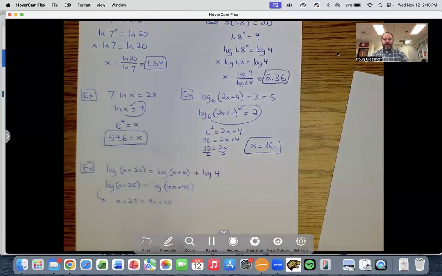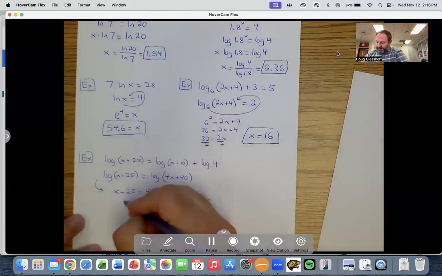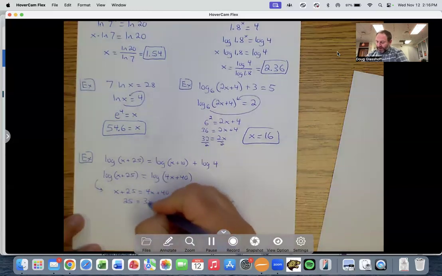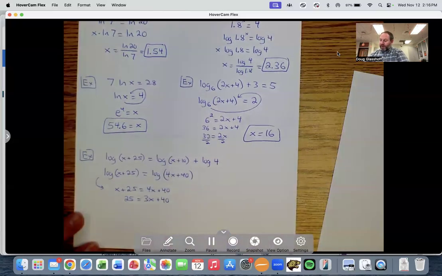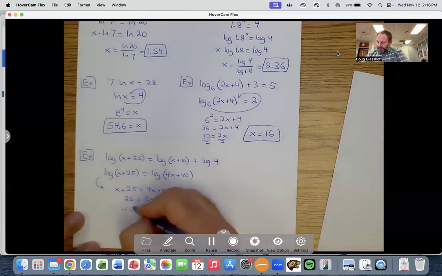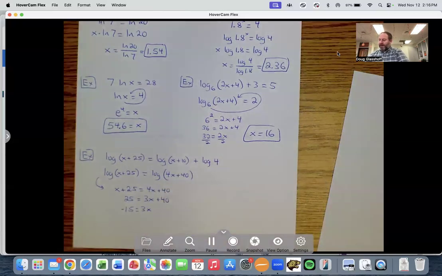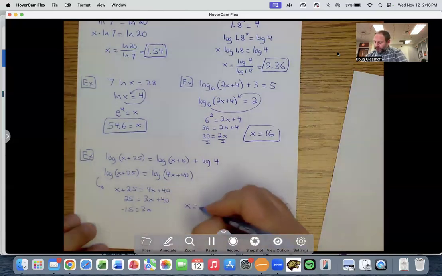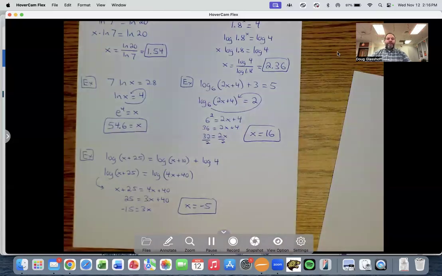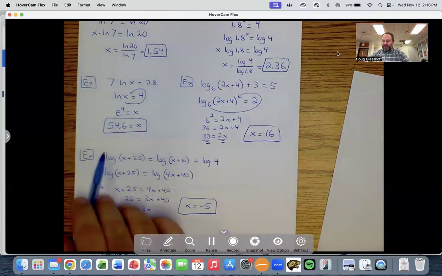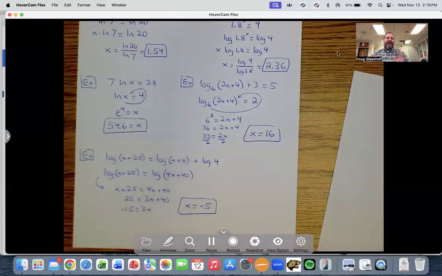And then again, we can just solve that equation. If we finish this out, I would subtract over the x to get 3x. And then subtract the 40 to get negative 15. Divide by that 3, and we get x equals negative 5. Okay, so again, important when you're solving these: it has to be a single logarithm on each side. You have to condense each side before you cancel it off. You cannot just cancel it off at this point. It has to be a single logarithm to do that.